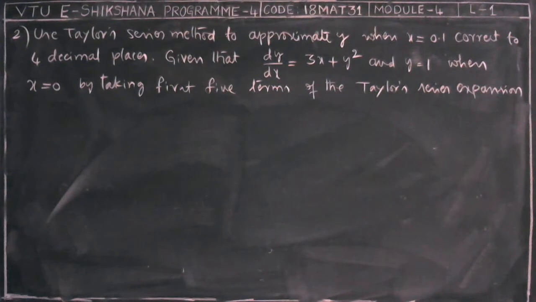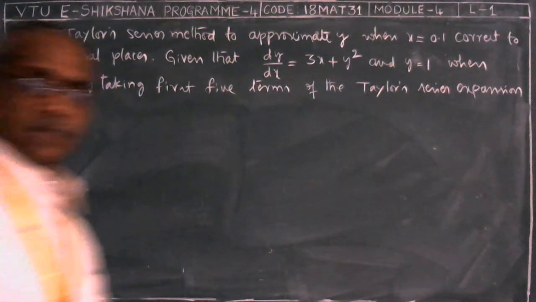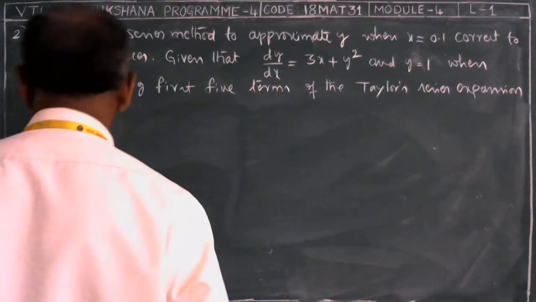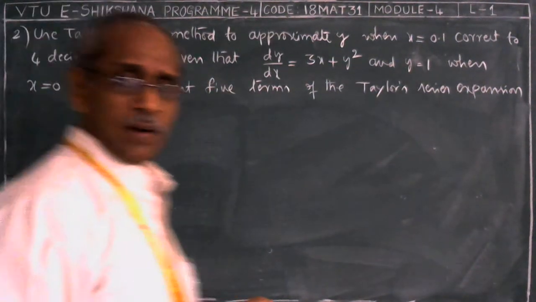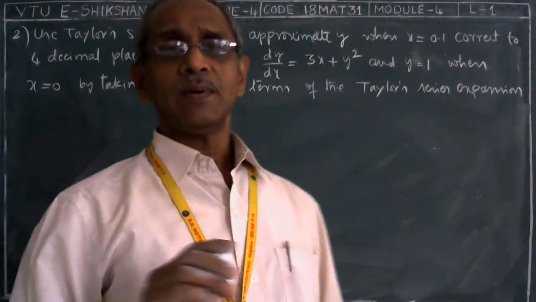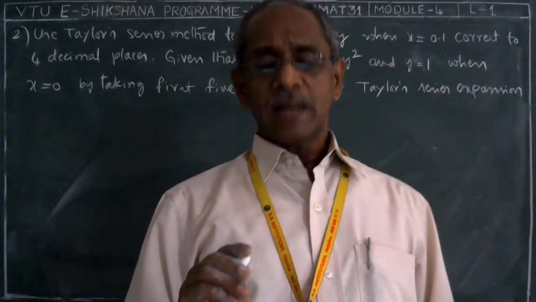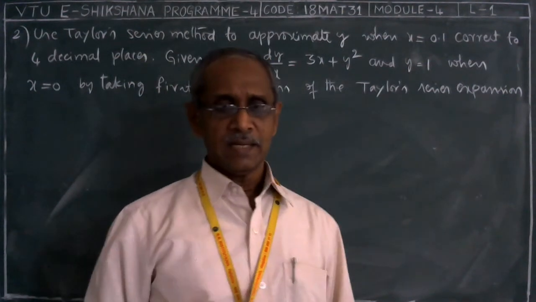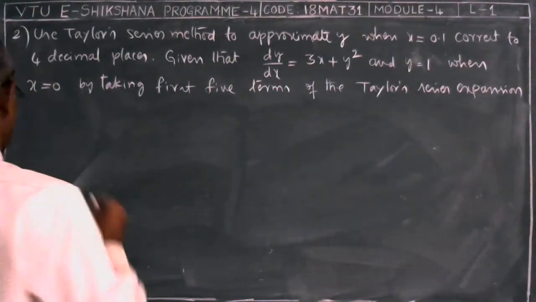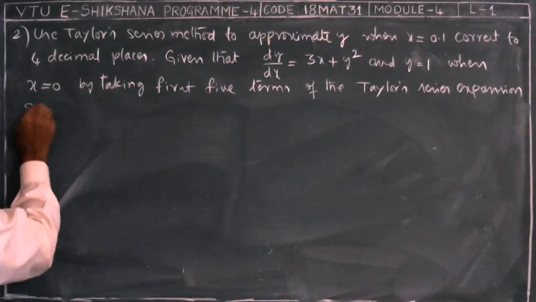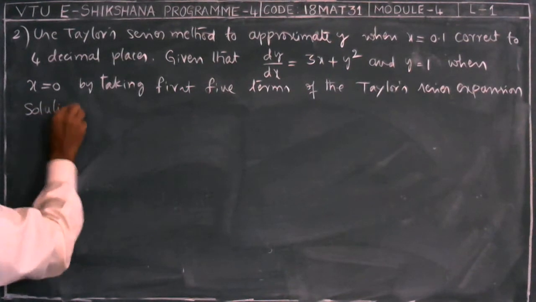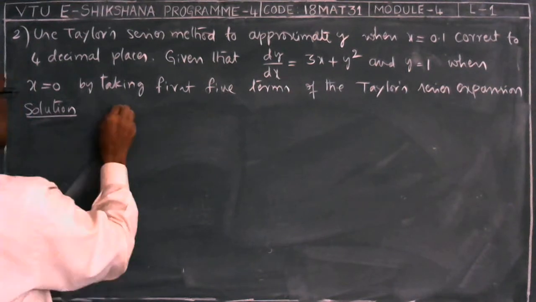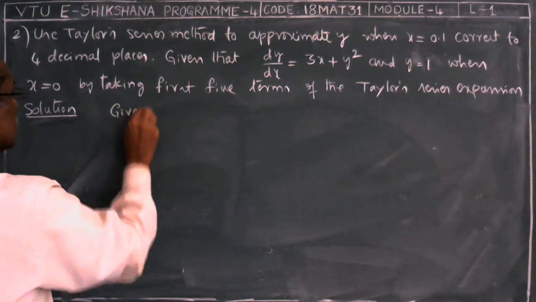So there is a restriction here. How many terms you have to consider, that is mentioned in the problem. Okay. Now, for any problem, what do we have to do first? We have to write the data, what is given, and that will tell you what is to be done. So in the solution part, what is given?